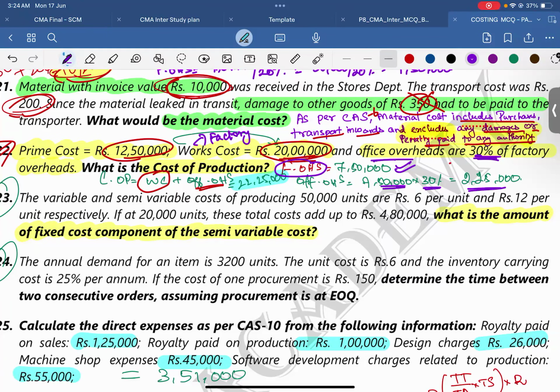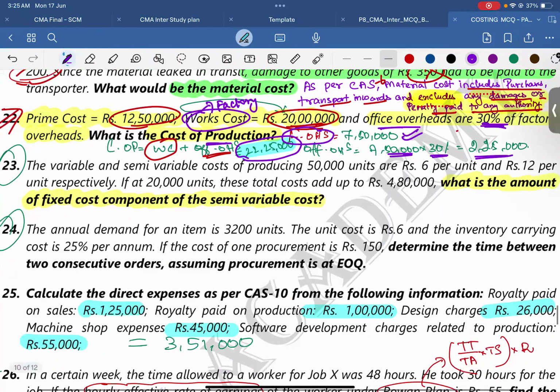On that 2 lakh 25,000, they said find out the cost of production. I know work cost. Work cost plus admin is equal to cost of production. Work cost is 20 lakh plus office and admin of 2 lakh 25,000. So the answer is 22 lakh 25,000. 22 lakh and 25,000.